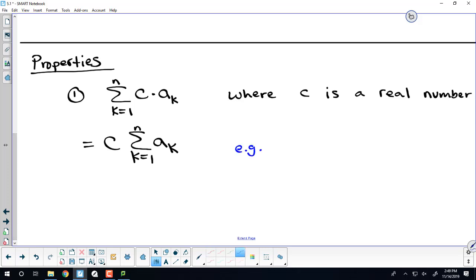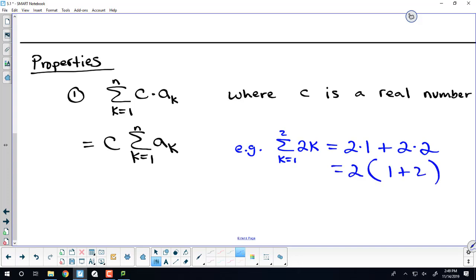So like if we had the sum from just a small one here, k equals 1 to 2 on 2 times k, we would have 2 times 1 plus 2 times 2, which is the same thing as just 2 times 1 plus 2. So that's our c. Just like our delta x behaves.